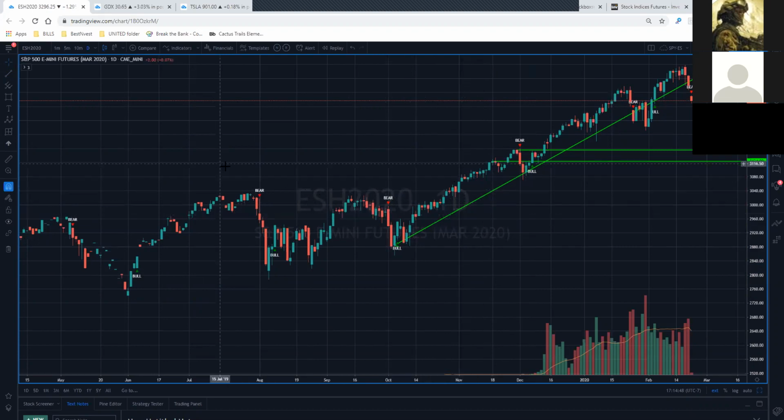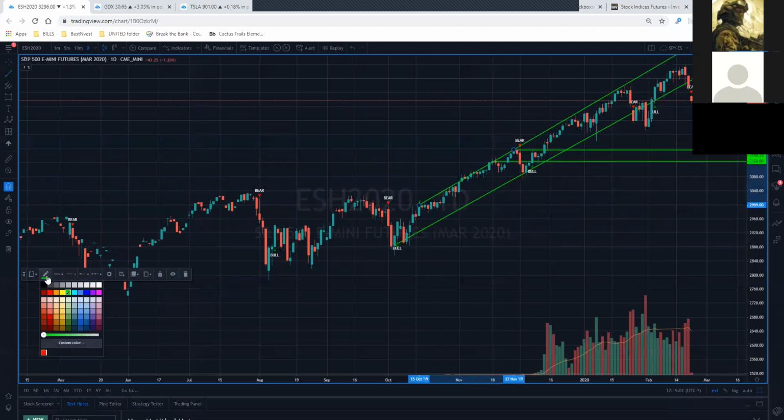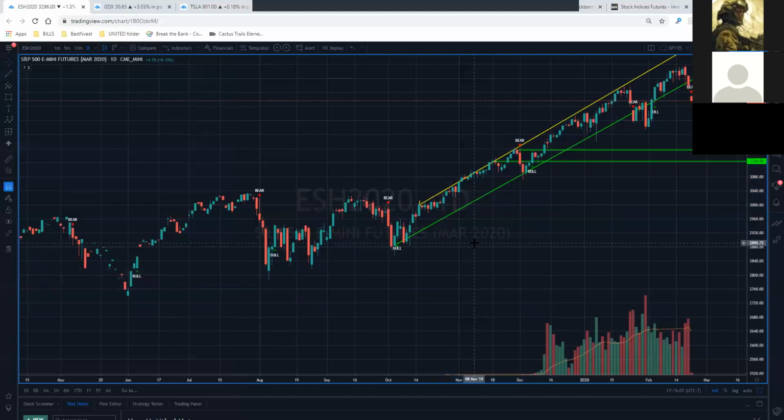Once you start creating resistance levels here, as we saw before, you'll go ahead and draw your resistance here. And resistance is yellow. We got support as green.